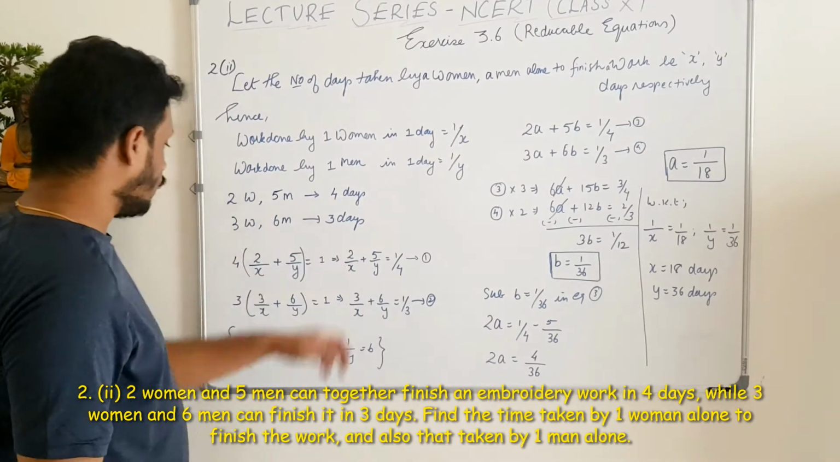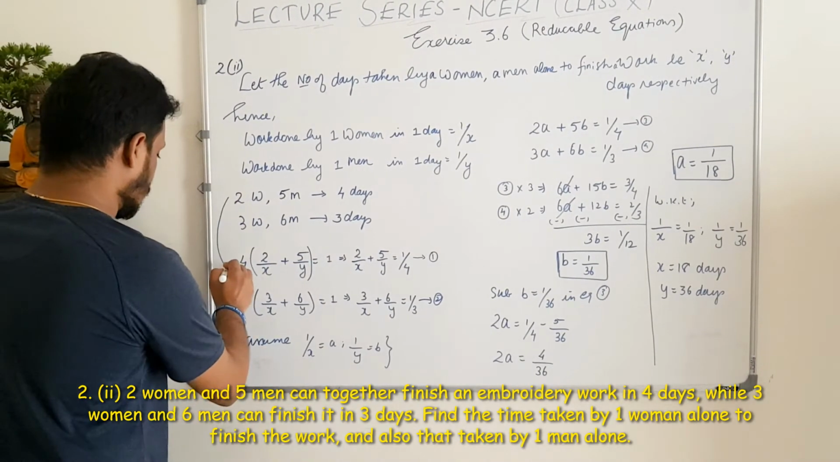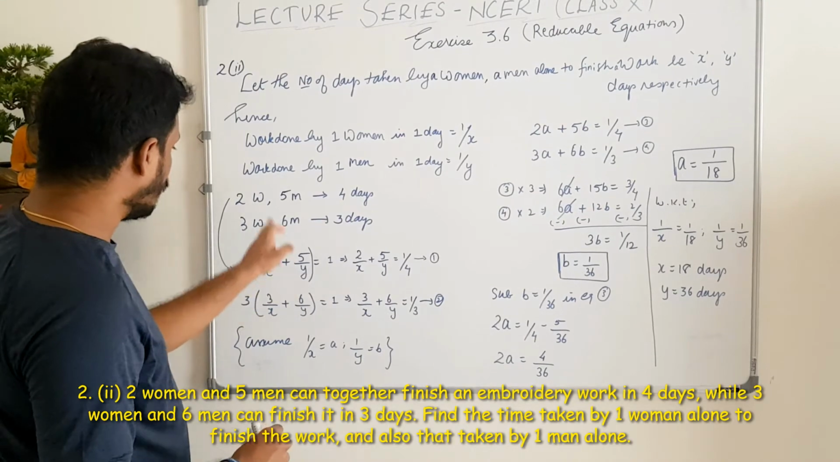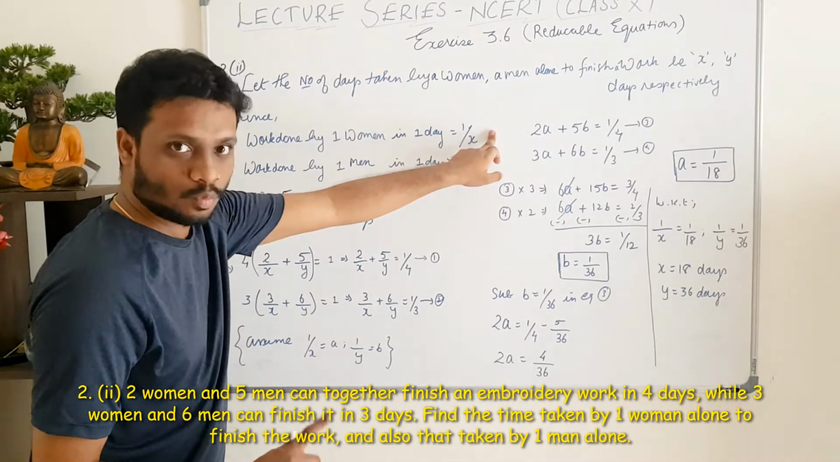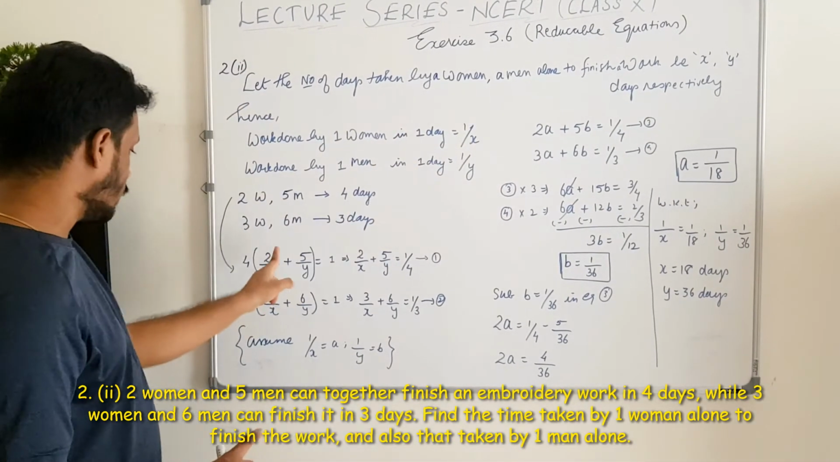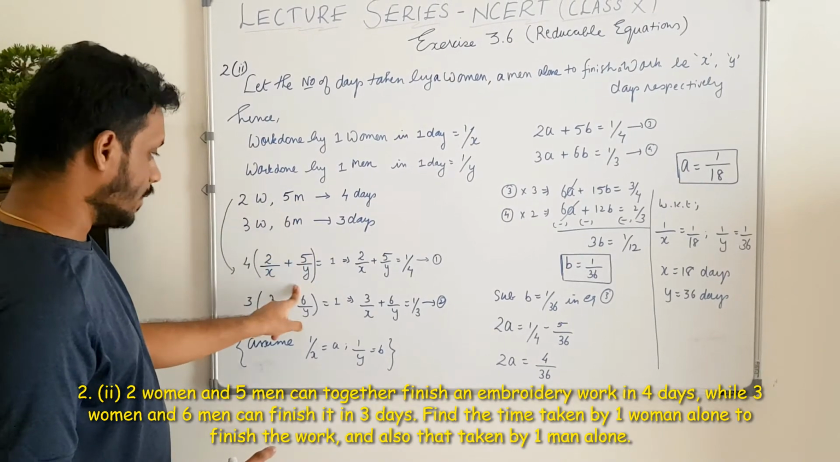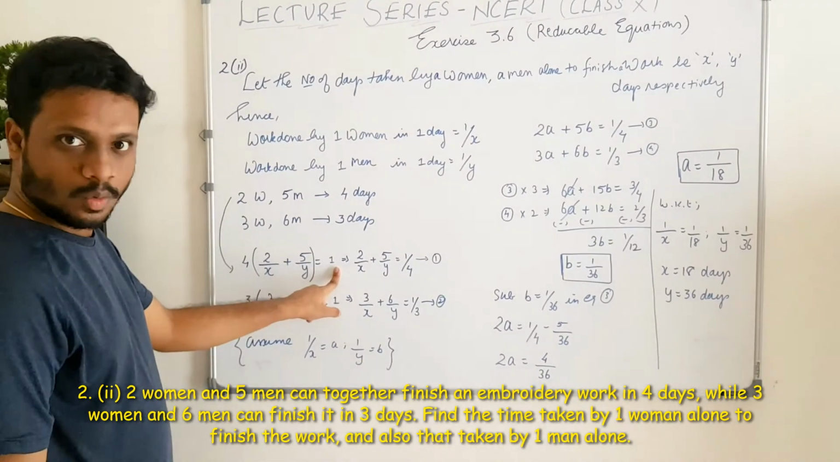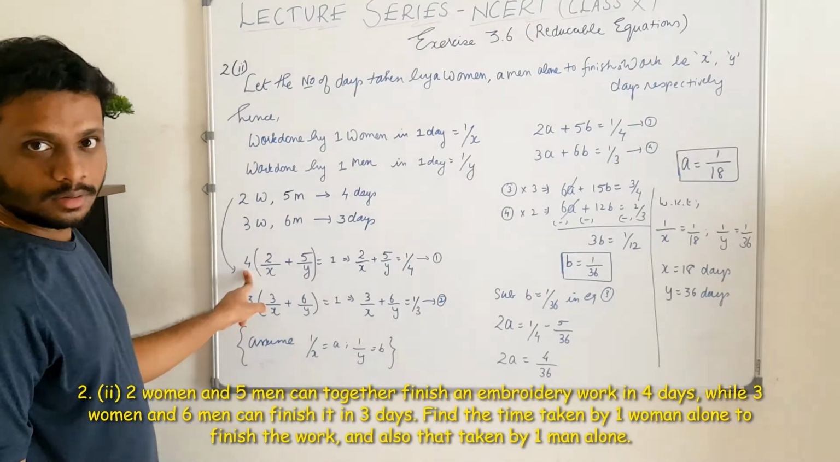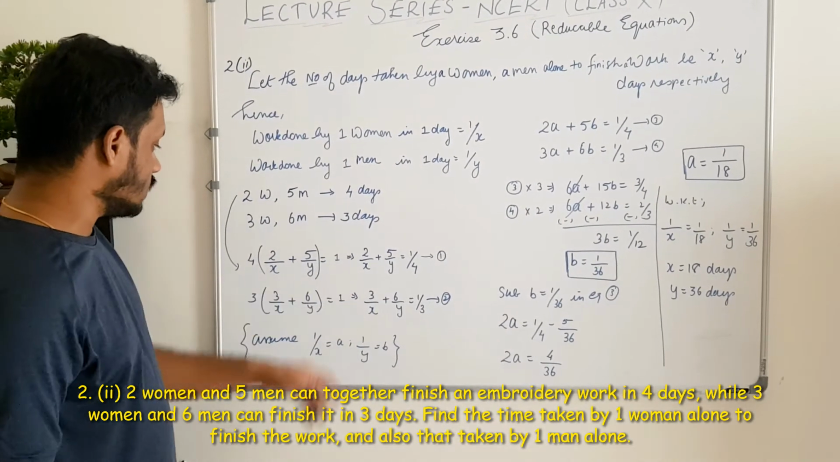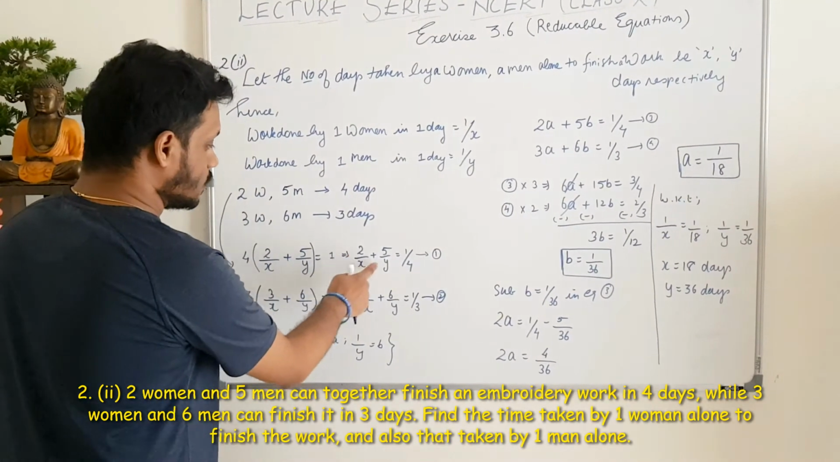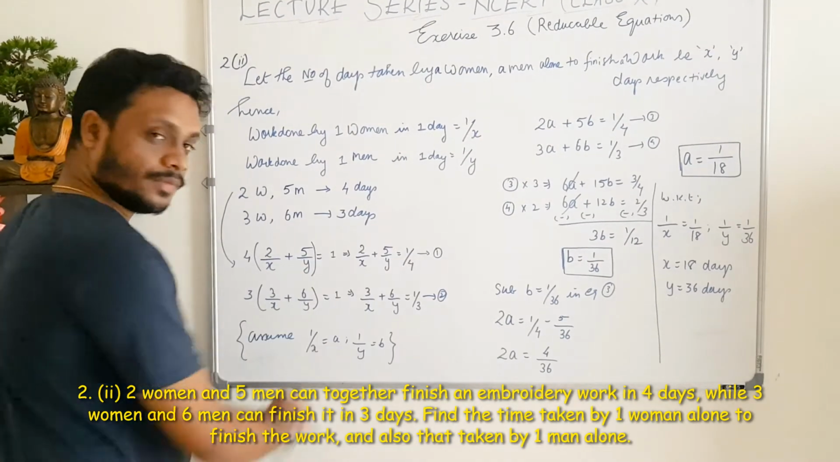So according to this, if you frame an equation, the first situation is where we say 2 women. The work done by 1 woman is 1 by X, so for 2 women it will be 2 by X. For 5 men it will be 5 by Y. They can complete the work, which is equal to 1, and they will take 4 days to do it. So when I multiply and rearrange this equation, I get 2 by X plus 5 by Y is equal to 1 by 4, which becomes the first equation.